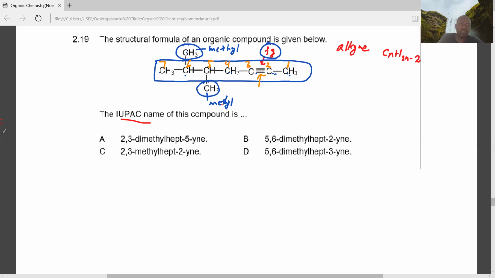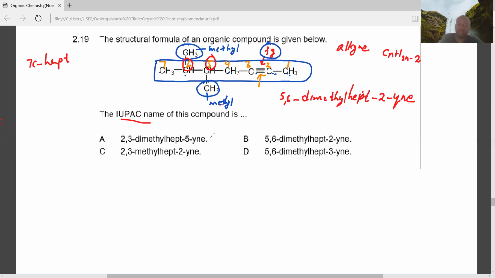Then we need to consider the order. So the name of this compound will be, we first look at the branches: one is at carbon number 5 and one is at number 6. So this would be 5,6-dimethyl. And what is the parent chain? The parent chain is 7 carbon, we know it's hept. But now we have to mention where our double bond is, so it will be hept-2-yne.